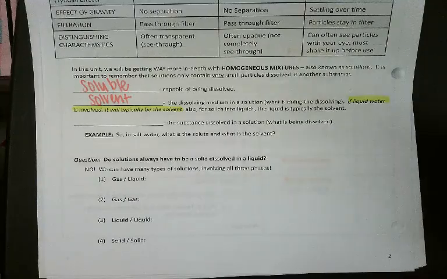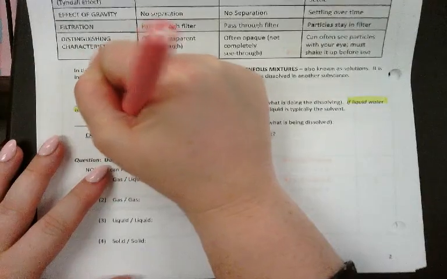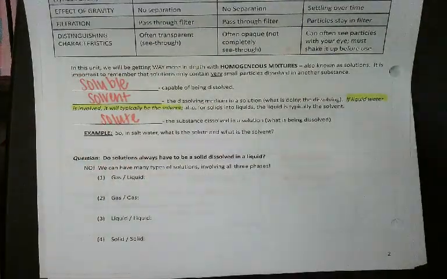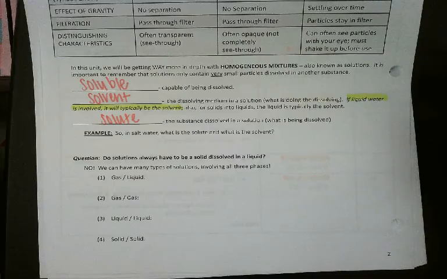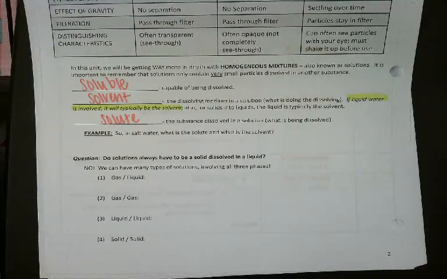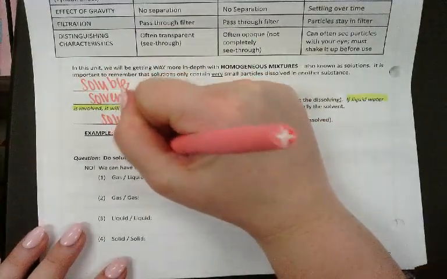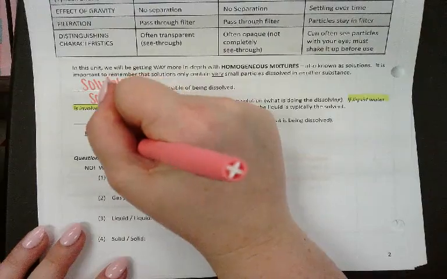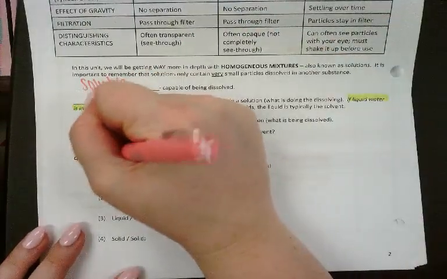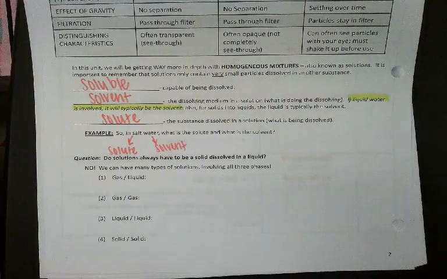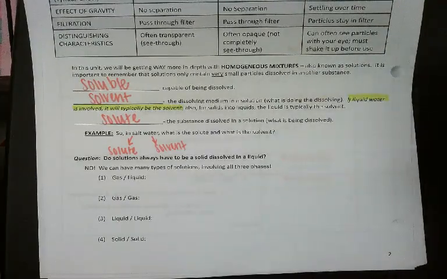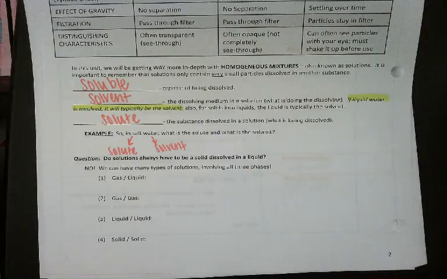So if the solvent is what is doing the dissolving, your solute is the substance that is actually being dissolved in the solution. We can look at salt water, because I'm sure everybody's familiar with it. In salt water, what do we think the solvent is? Water. Which would mean the solute is what? Salt. The solute is what is being dissolved. Salt is being dissolved in water.